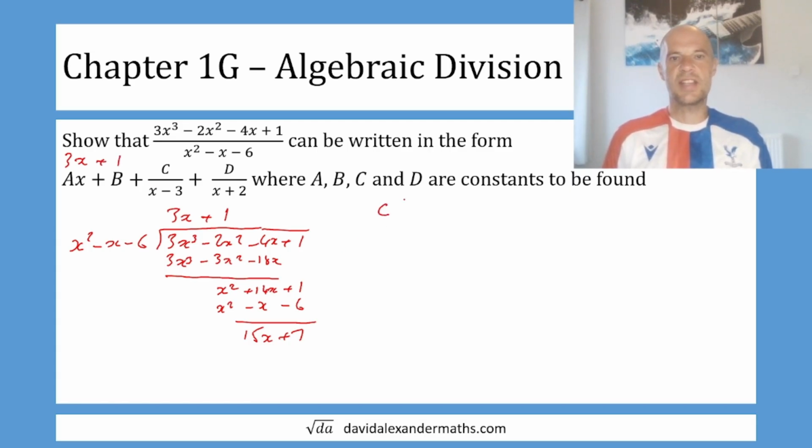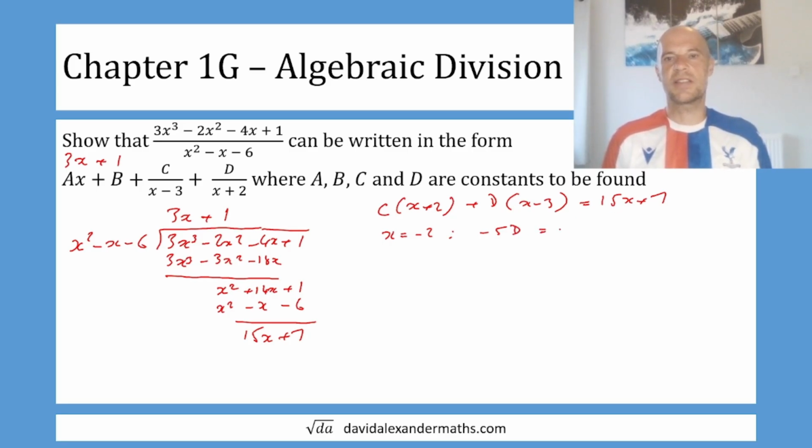So what we have is c lots of x plus 2 plus d lots of x take away 3. That is equal to our 15x plus 7. Let's set x to negative 2. Negative 2 take away 3 is negative 5. So negative 5d is negative 30 plus 7. So negative 30 plus 7 is negative 23. So therefore d is positive 23 over 5. Bit unusual. And now, well, not impossible though.